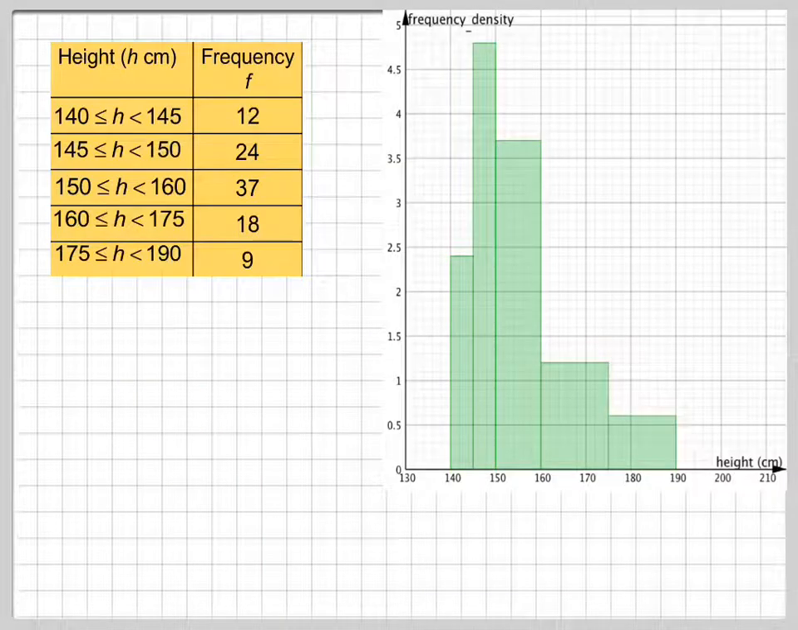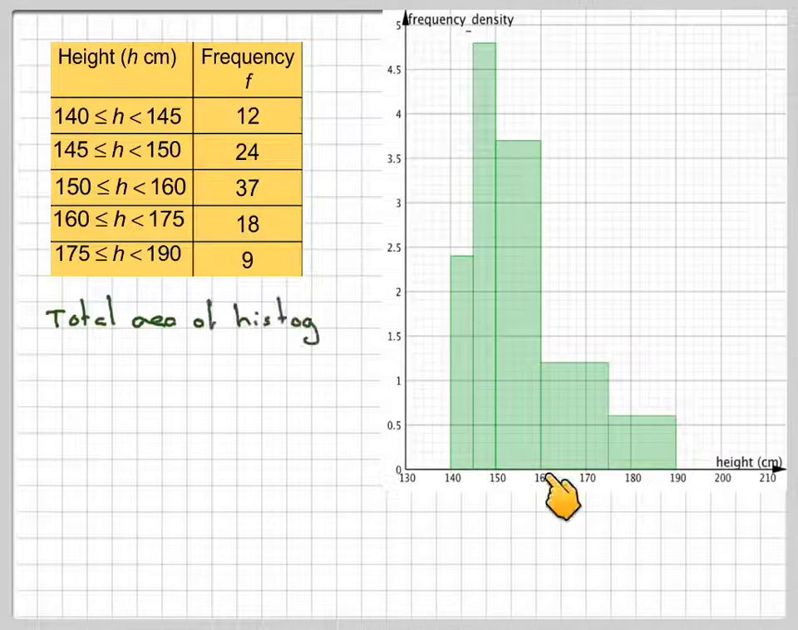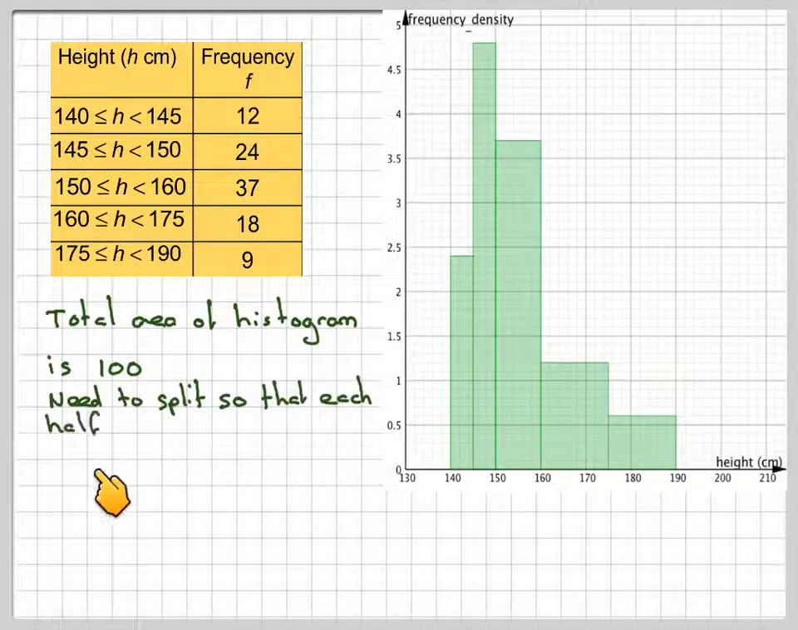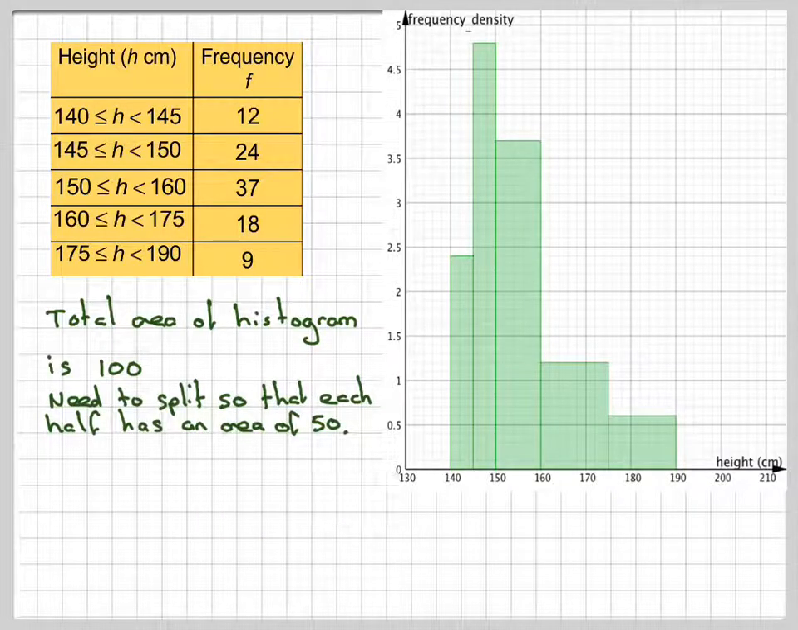Right, in order to find the median from the histogram, this is the frequency table in its simplest form. This is the histogram. The total area underneath here is 100, because it represents 100 people. So we need to split so that each half has an area of 50. So here we have 12, because this will be an area of 12. If you're not sure what the area is, it's going to be 5 times 2.4. This one will be 24. In here will be 37, 18, and 9.